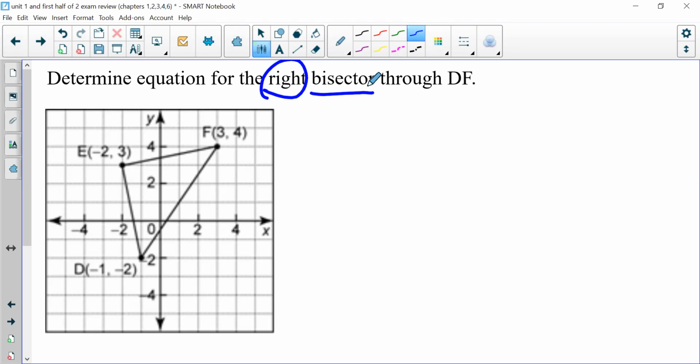What does the word right mean in math? It doesn't mean you're correct. 90-degree angle. Fantastic. 90-degree angle. And what does it mean to bisect something?